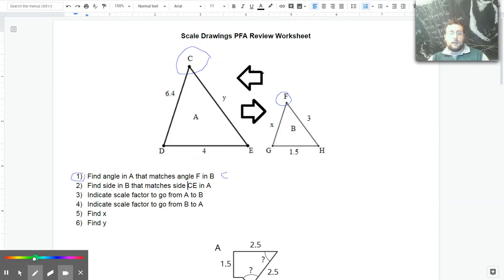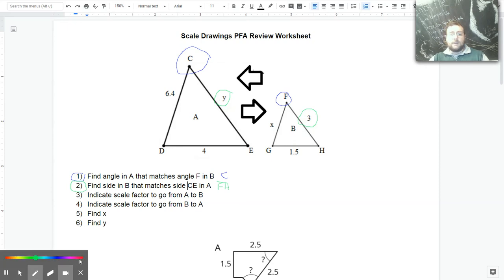Number two asks us to find the side in figure B that matches the side CE in figure A. Try to do that one. Pause if you need to. Well, CE is the same side that's marked with Y over here. And the side that matches that is this side right here that has the 3, which will be side FH, right? So the segment FH is connecting the same relative side.